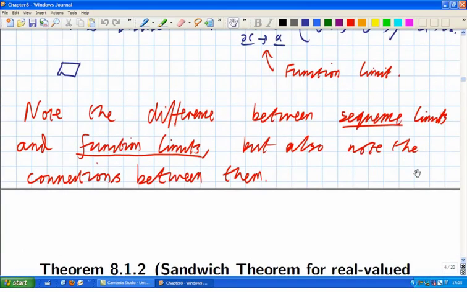So you should be very aware of the difference between those kinds of limits, but aware of the connections between them. And if that's unclear to you, then you really should go away and think about it. If you're happy with it, great.